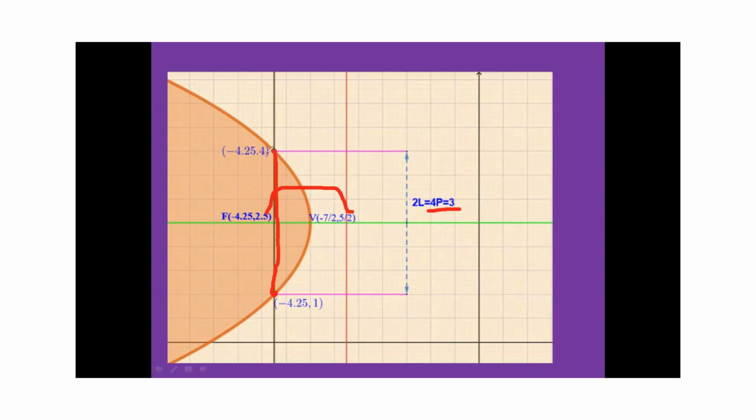That is the endpoint of the latus rectum. It's all about the graph of the parabola where the vertex is minus 7 over 2 and 5 over 2, and the focus is minus 4.25 and 2.5. And the latus rectum is 3, and the focal length is 3 over 4.